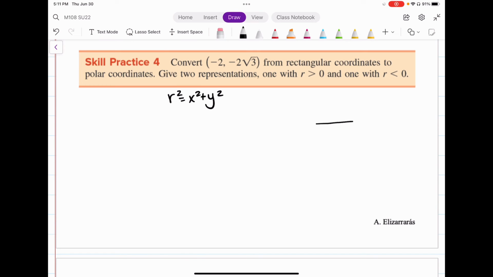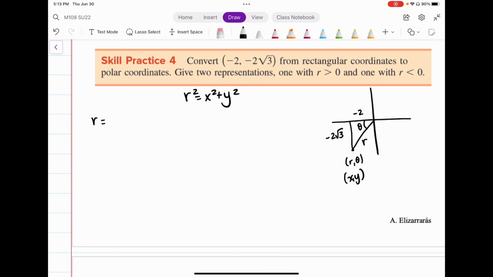Remember, if we had a coordinate system here, this is the point negative 2, negative 2 root 3. There's some angle theta that puts them together. And then we've got r. So we're trying to figure out what that theta is exactly and what that r is. R is then equal to the square root of negative 2 squared plus negative 2 root 3 squared.